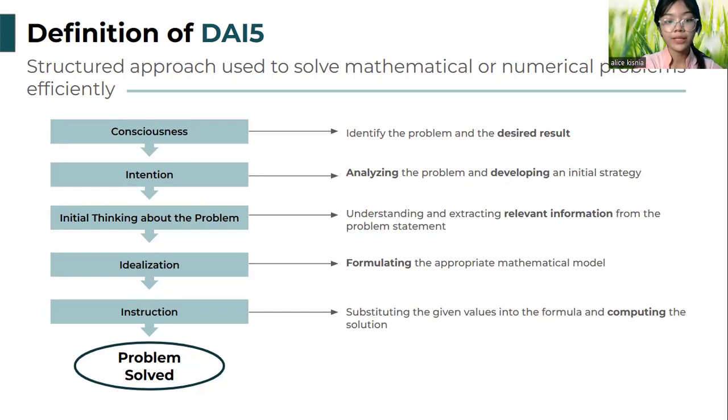Okay, so we begin with the first step, which is intention. Intention is where we have to identify the problem and the desired result. And then the second step, we have to analyze the problem and develop an initial strategy. And then the third is understanding and extracting the relevant information from the problem statement. And then the next step is formulating the appropriate mathematical method, and then substituting the given values into the formula and computing the solution.